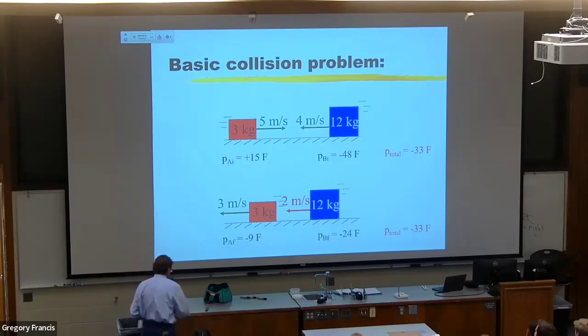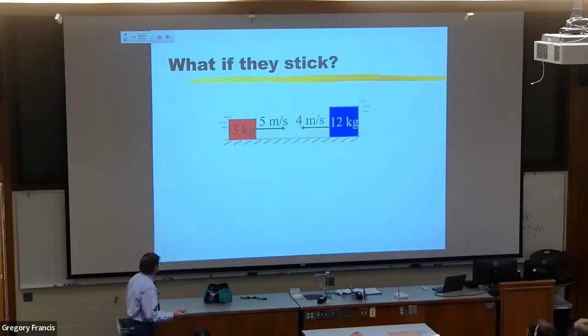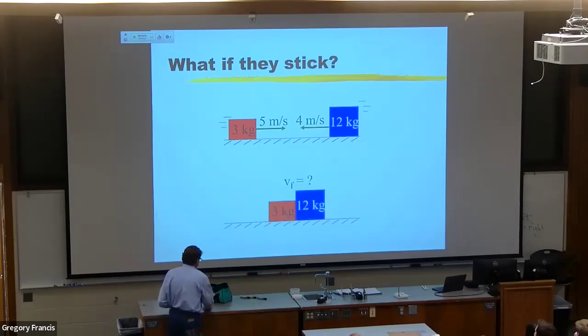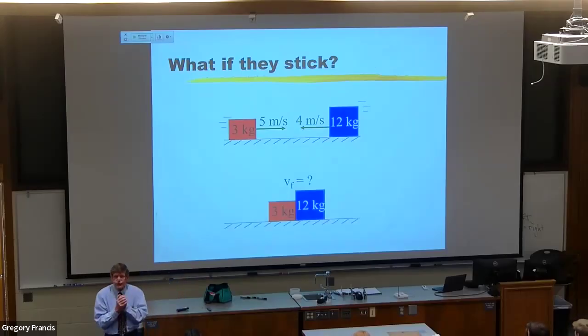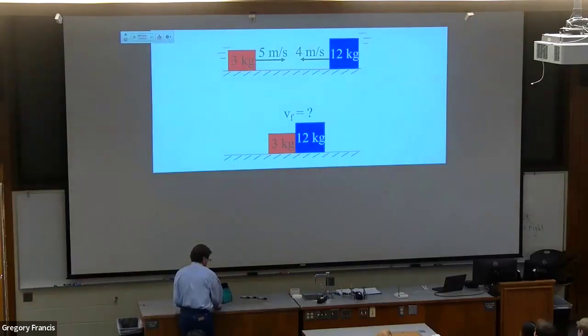Now, another way that I can dance this is to just say, what if they stick together? What if it's a total, a maximally inelastic collision? Okay, what would the final velocity be? And in that case, because they're moving together, they're stuck together, I can treat them as one ugly block of mass 15 kilograms. And so let's solve that.